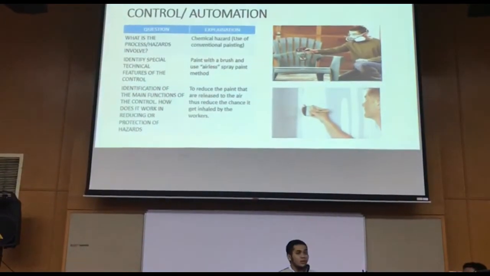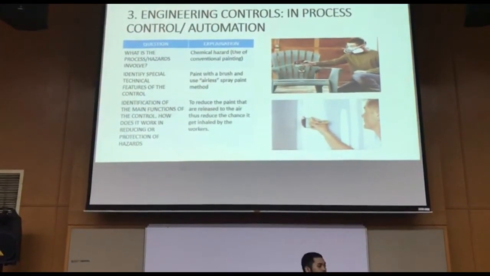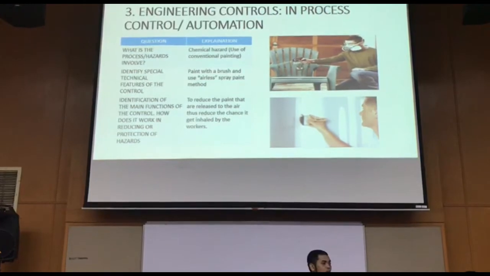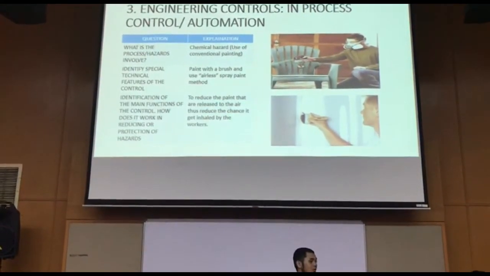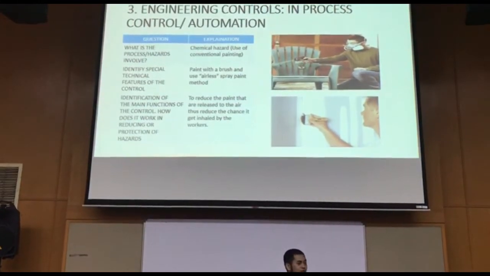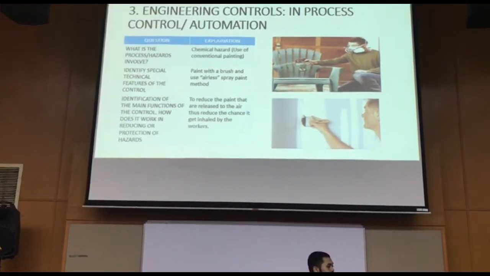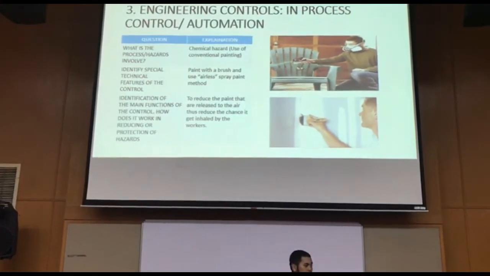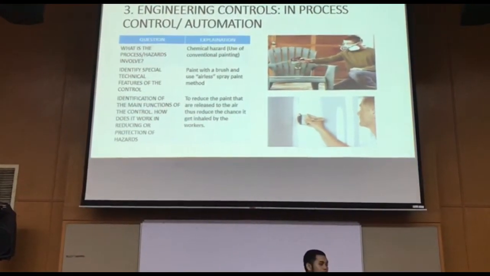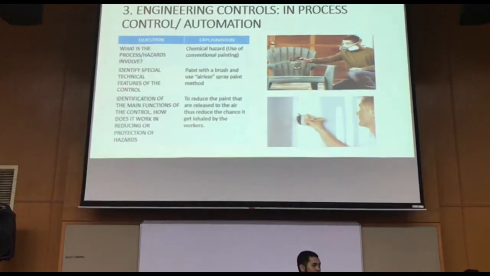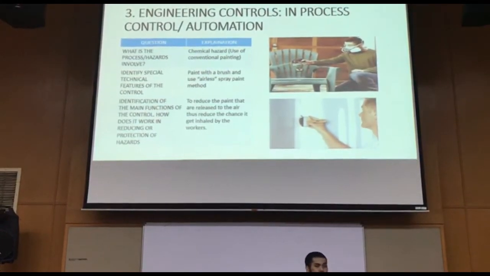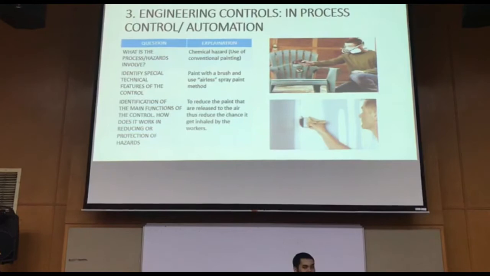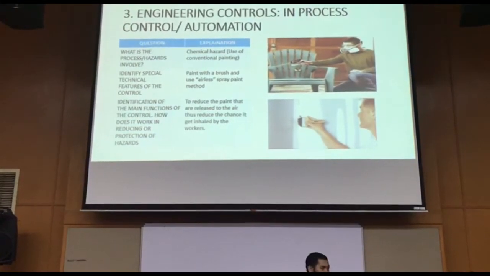Warahmatullahi wabarakatuh. My name is Zul Ikhwan. Today I would like to talk about the engineering controls, which is process control or automation. What is the process or hazard involved in this situation? The chemical hazard and the use of conventional painting. How do we identify the special technique features of the control? We paint with a brush and use the airless spray method. It is to reduce the paint released to the air, thus reducing the chance it gets inhaled by the workers.